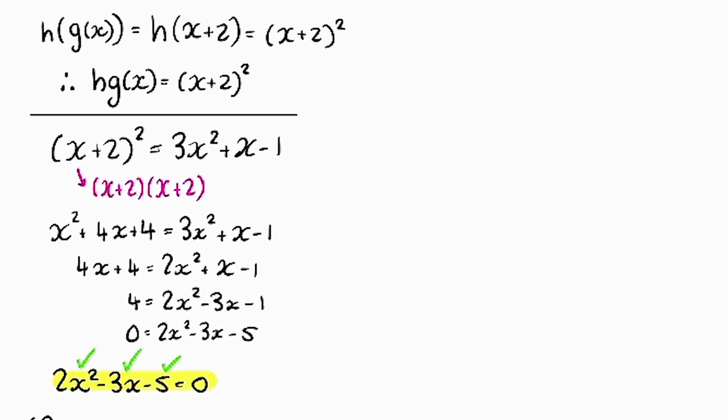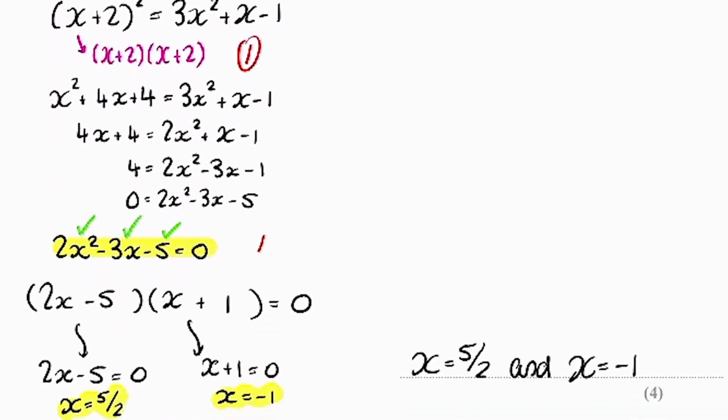So we get our first mark up here for working out that in general, h of g of x equals x plus 2 squared. We get our second mark here for setting these quadratics equal to each other and then going through the process of expanding it out. And then we get our third mark for solving this quadratic that we've created. And we get the final mark for the correct answer of x equals 5 over 2 and x equals minus 1.